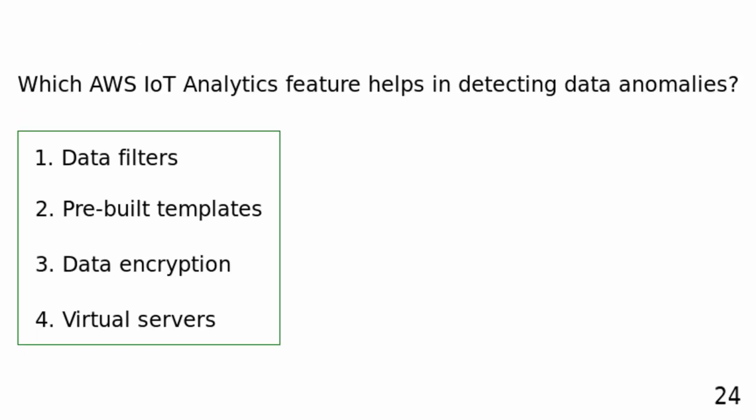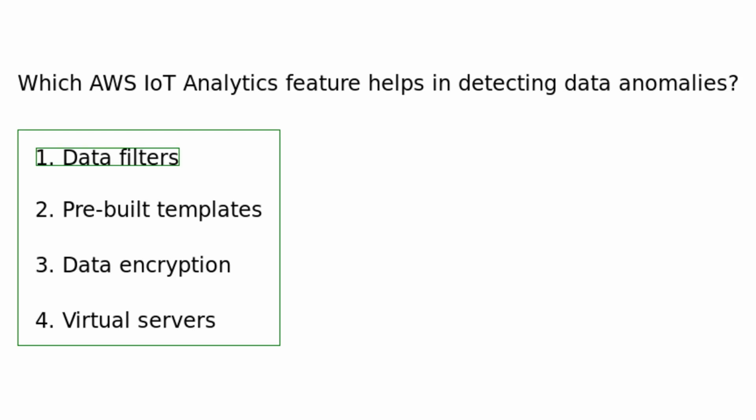Which AWS IoT Analytics feature helps in detecting data anomalies? Data filters. Pre-built templates. Data encryption. Virtual servers. Data filters in AWS IoT Analytics help in detecting anomalies in the data.